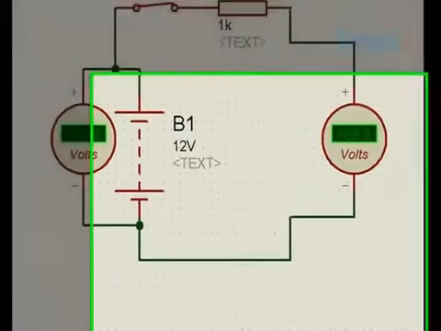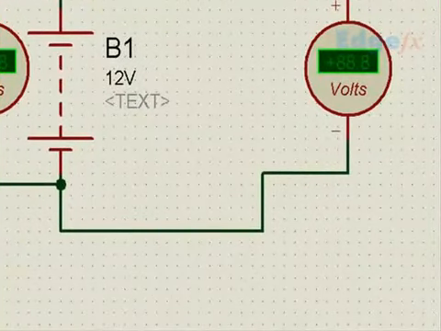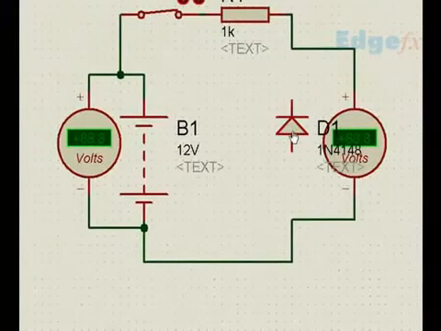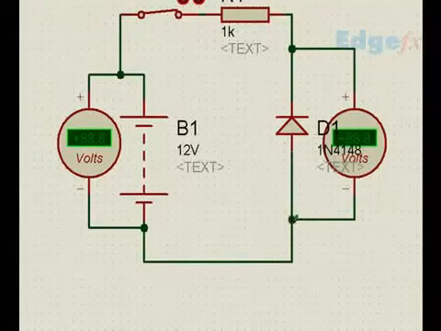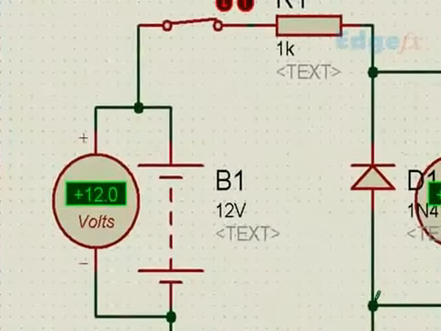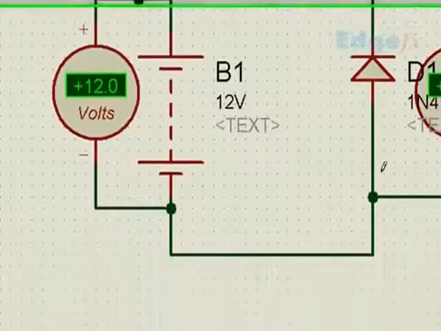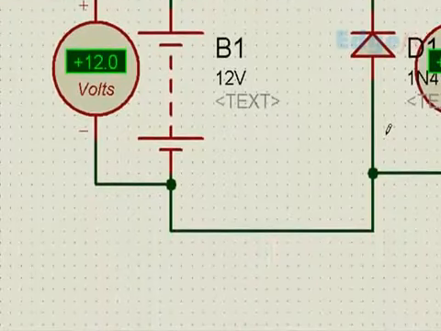So we remove this, we take a normal diode and connect it here in the reverse bias condition, and we get the same voltage because it is not conducting. So that is how we can find out whether it's a Zener diode or a diode.